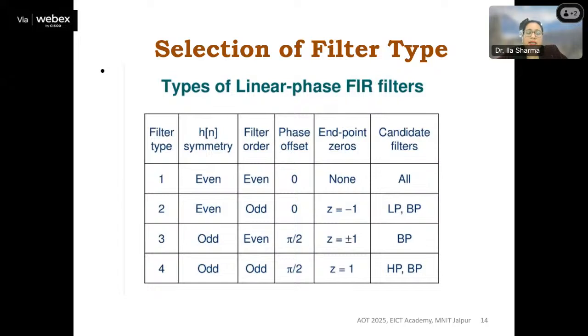But if you have type 2 FIR filter, the second row, if symmetry is even and filter order is odd, then you can only design low pass and band pass filters from that. So type 2 filters always give low pass and band pass, whereas in type 3, where we have odd symmetric and even order filter, we can design only band pass filter, whereas for type 4 filter, we can design only high pass and band pass. So there are certain specifications mentioned. These are the standard tables.